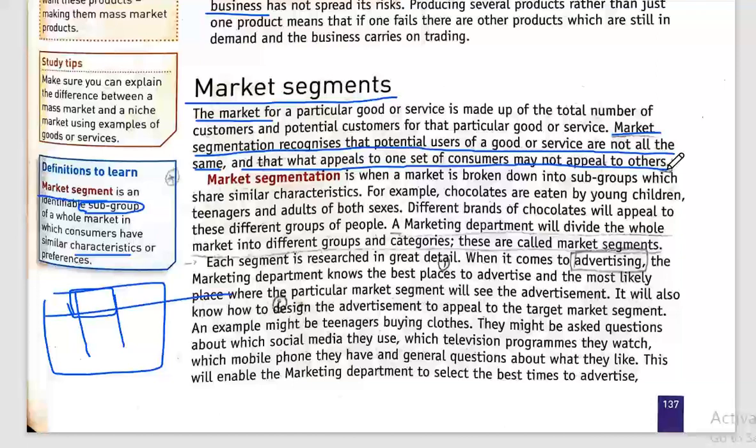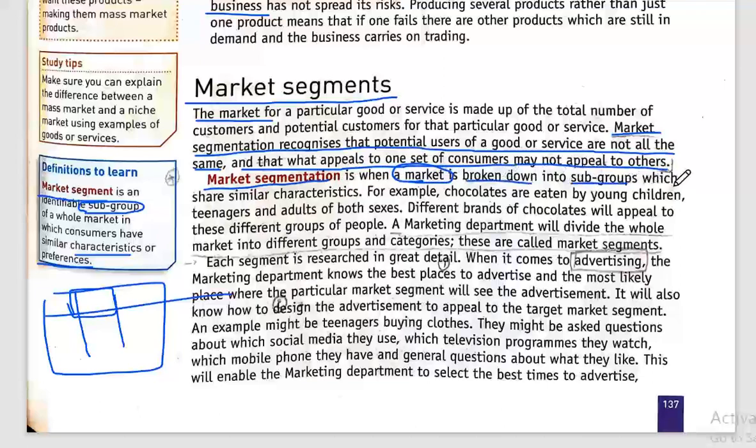So I cannot sell my goods and services to everyone, because all the consumers have different interests, different characteristics, and different preferences. So what is the best thing to do? The best thing to do is to segment the market, to do market segmentation. It is when the whole market is broken down into subgroups.